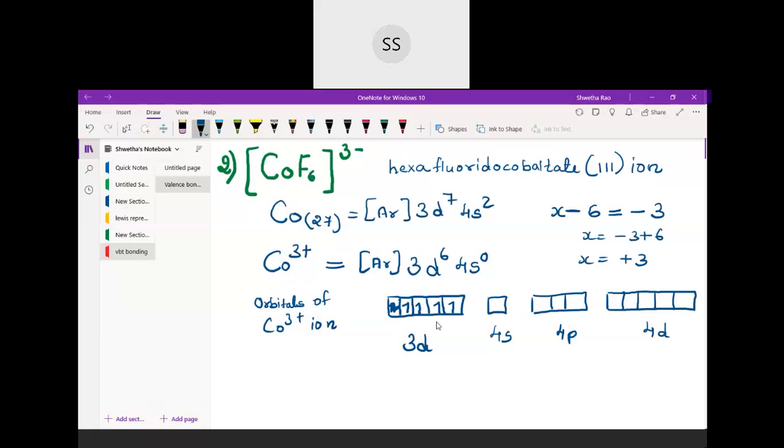Okay, then after that you get them. Okay, first you keep all these things ready. So next one is the fluorine ligand. Now what type of ligand is fluorine? Fluorine is a weak field ligand. So what do you think will happen?